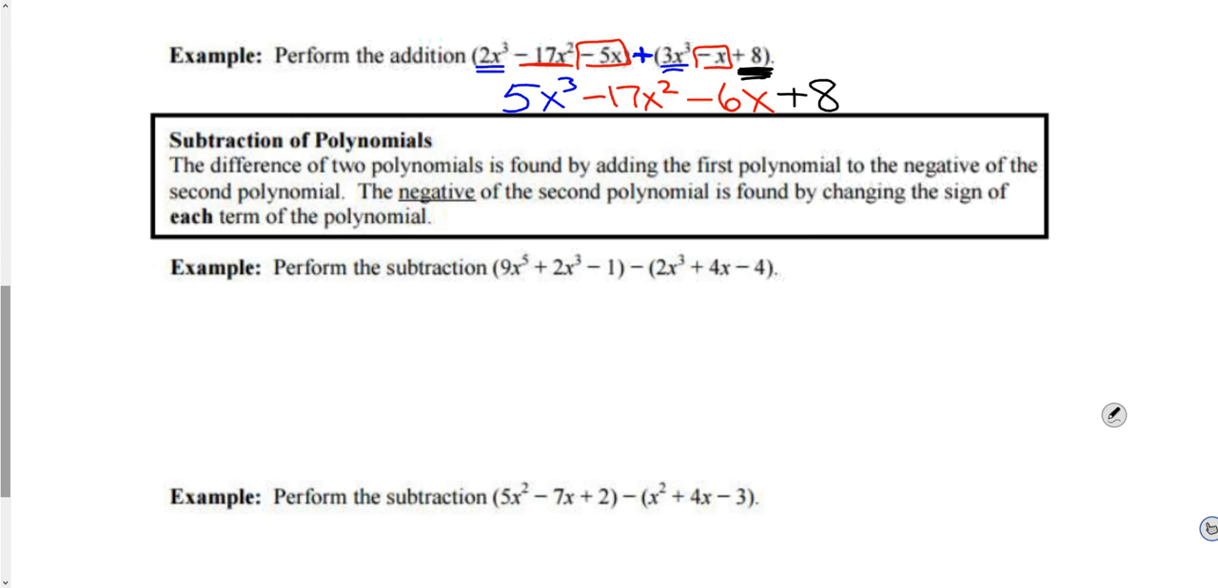So it says the difference of two polynomials is found by adding the first polynomial. Check this out, this is the important part. To the negative of the second polynomial. So it's saying to add the first one to the negative of the second one. And then it goes into detail on what that means. It says the negative of the second polynomial is found by changing the signs. So basically on a subtraction, the first thing you do is change all the signs to the right.